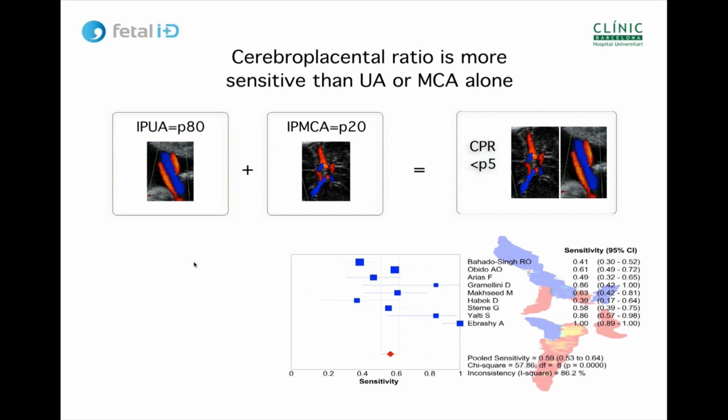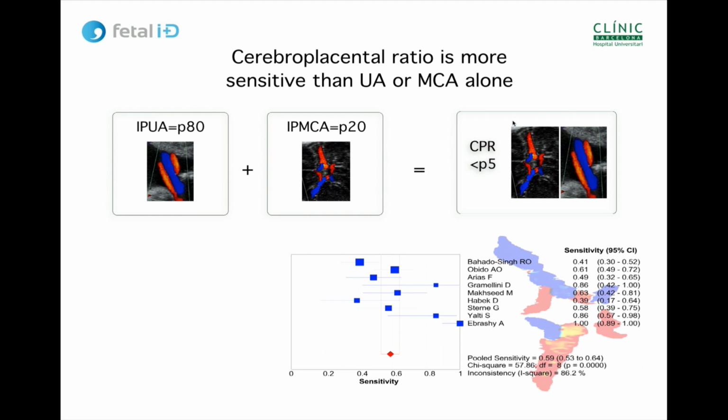If you have a real case with an umbilical artery that's in centile 80, you would classify it as normal. You measure the middle cerebral artery at centile 20, you would classify it as normal, but both are deviated from normality. When you combine them, then the CPR is less than the 5th centile. So this case would have been missed by using only umbilical artery, but when you combine both, the CPR tells you, yes, there is redistribution.